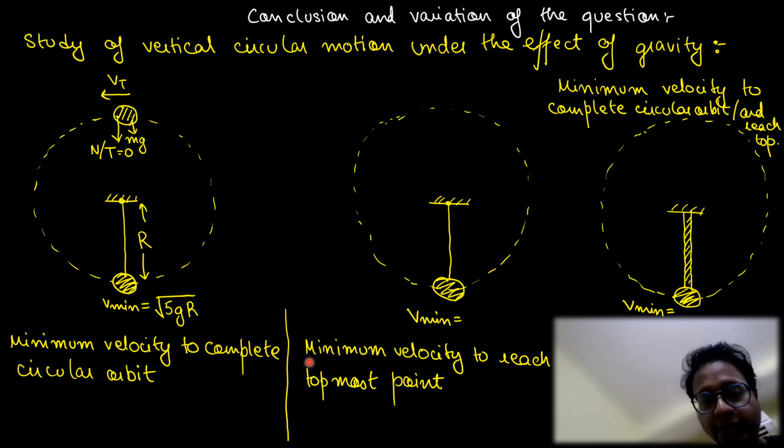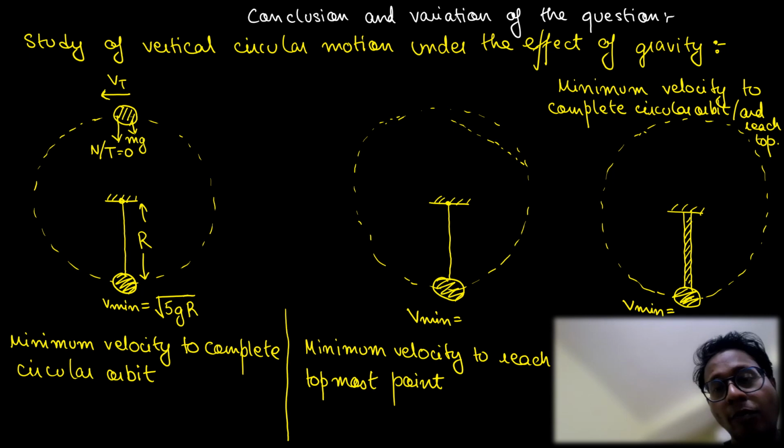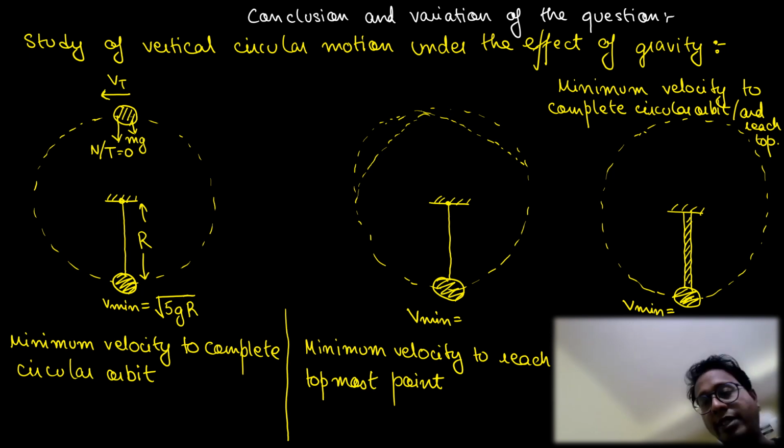In the second case, however, when the question is asking to find the minimum velocity to reach the top, I must apply a minimum velocity so that the string will break the circular path out here. That means the tension will become slack, or the contact forces would become zero. Then it would follow a parabolic path to the topmost point, and then again it will return to its parabolic path, and then again it would continue in a circle.